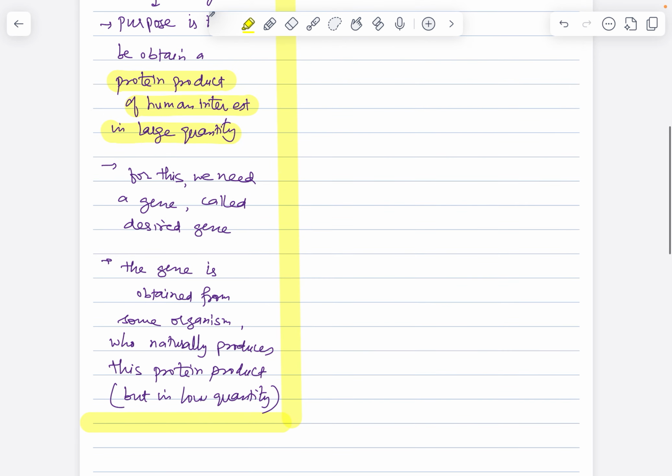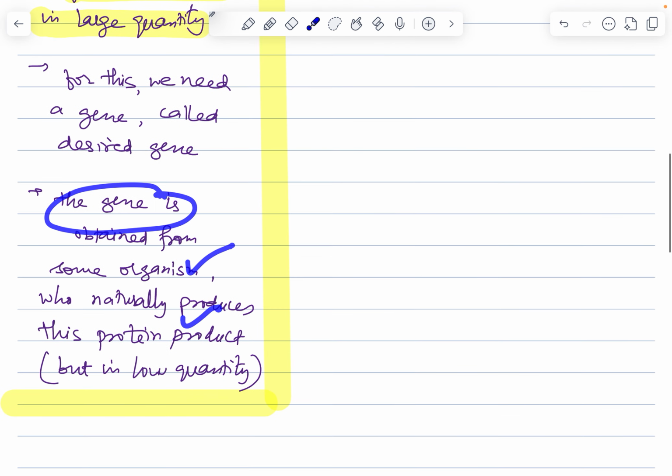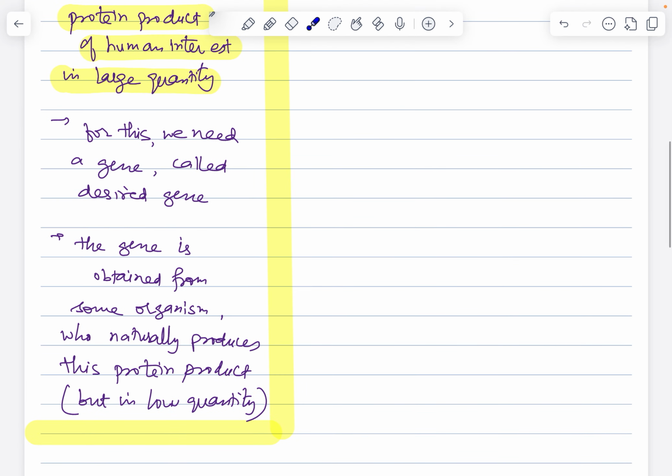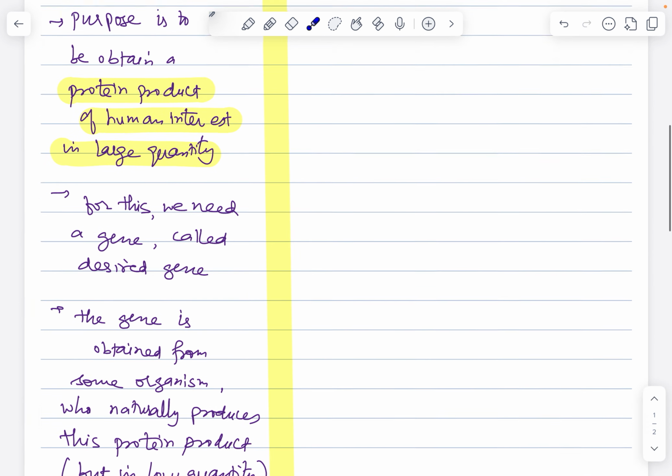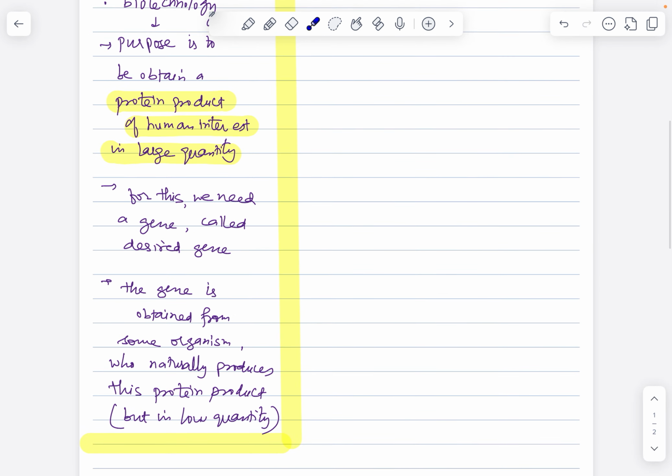What I need over here is a gene from some organism who is the natural source of my protein product. But then it's obvious that you cannot get a single gene from an organism. You have to get the entire chromosomal content or the genome content. Once you get that, you can break it down into smaller pieces and then identify one small piece or one small gene that would be your gene of interest, and then use it further in biotechnology. Okay, so with this, let's go forward.